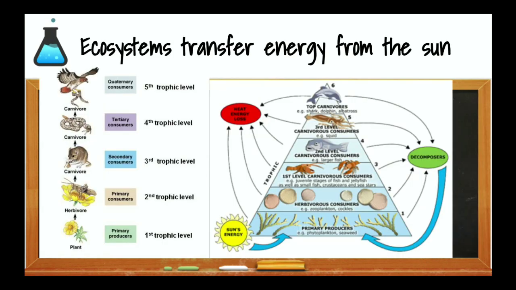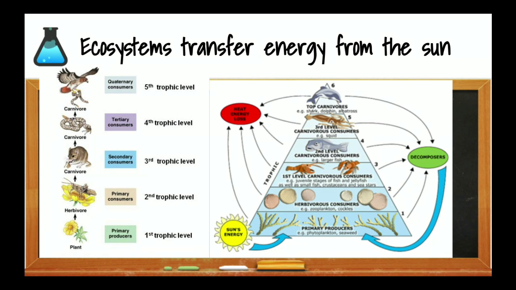Again, here you can see in an ecosystem, we can describe the feeding level as a trophic level. Producers, also called autotrophs or plants, are going to make their own food, and they're called the first trophic level. And then herbivores are called primary consumers because those are the first consumers. They eat the plants, and that is the second trophic level, and so forth.